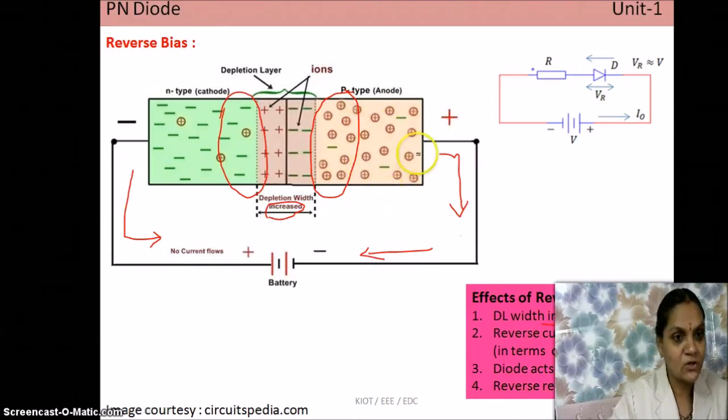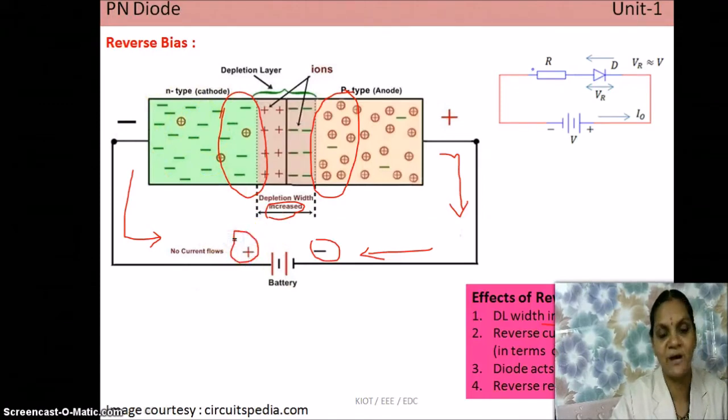Now think of here the majority carriers are holes, and what about the minority carriers? Minority carriers are electrons. Those electrons are under the repulsion of the negative terminal of the battery on the P side, and similarly on the N side minority carriers are holes, and those holes are under the repulsion of the positive terminal of the battery. Those minority carriers tend to cross the depletion region.